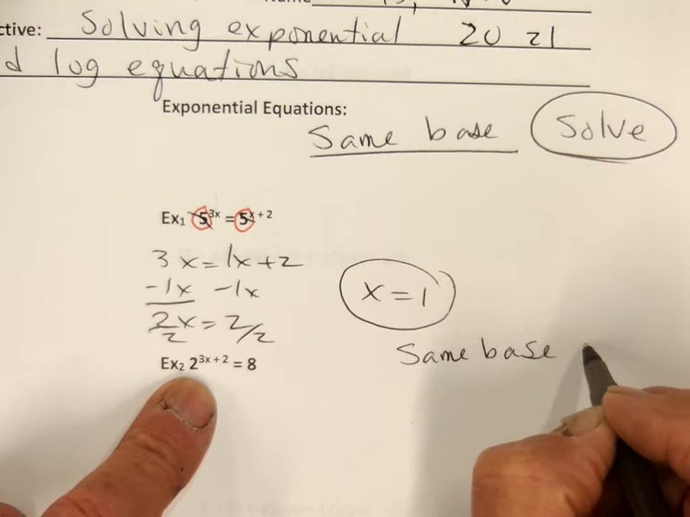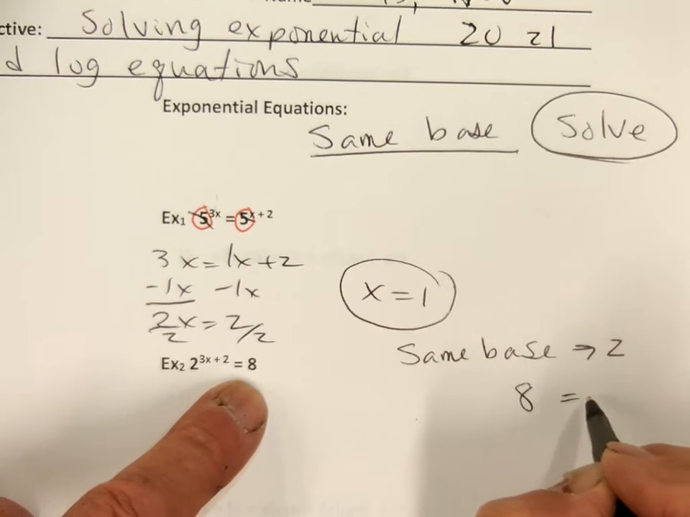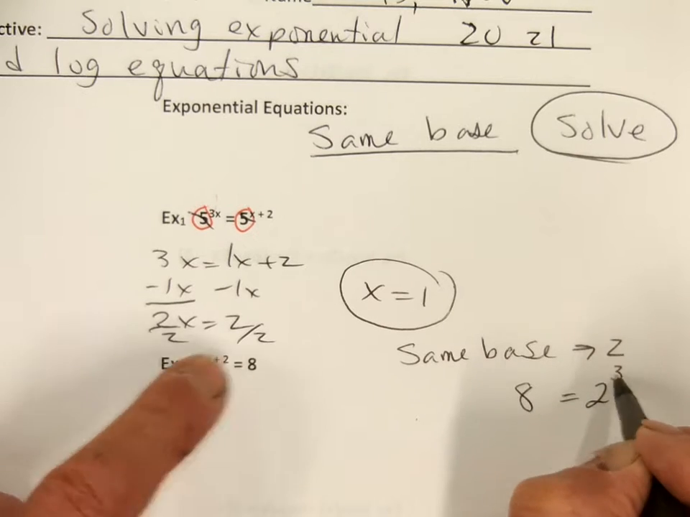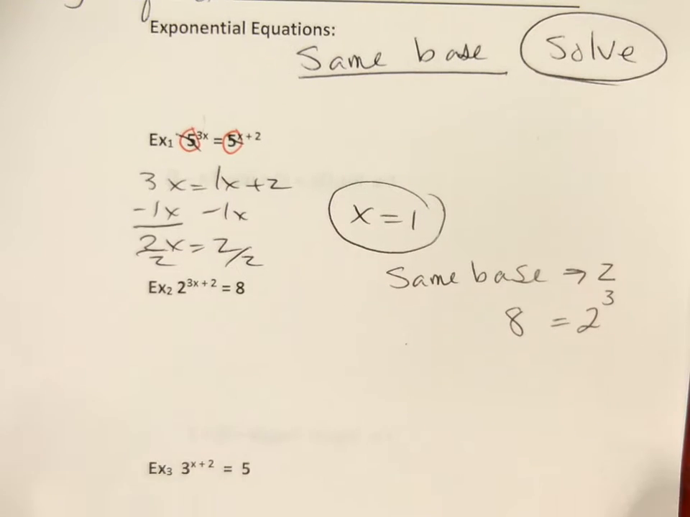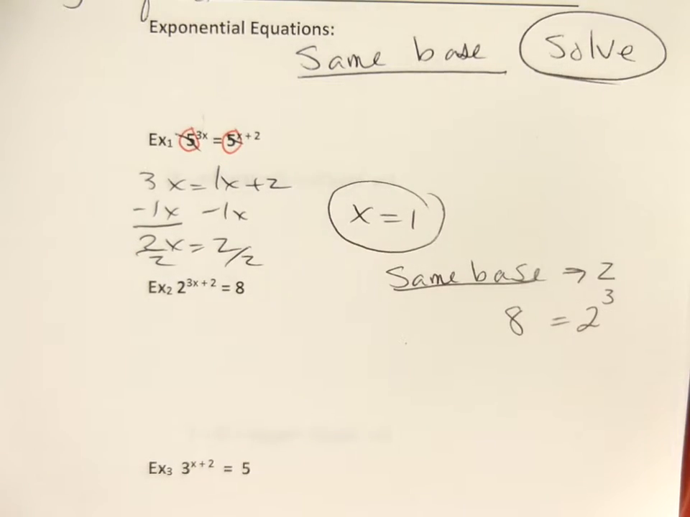Example 2. In example 2, I really can make the same base. And I'm going to make it base 2 because 8 is 2 cubed, right? You guys knew that, right? 8 is 2 cubed. 2 times 2 times 2. So if I can make it the same base, it's easy. I don't need logarithms.